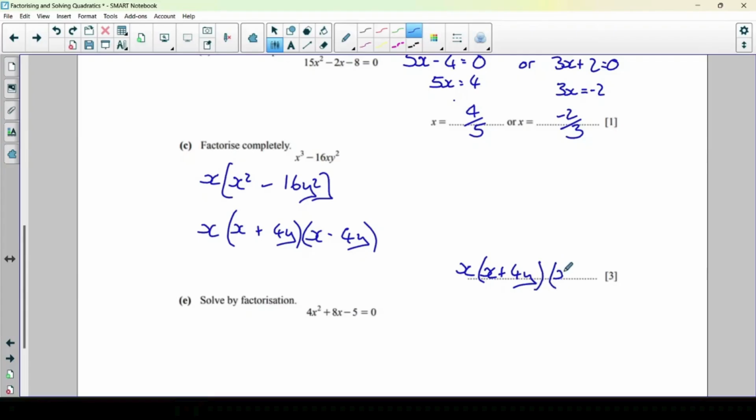If you can spot that technique, that's not a lot of work for 3 marks there in that question.